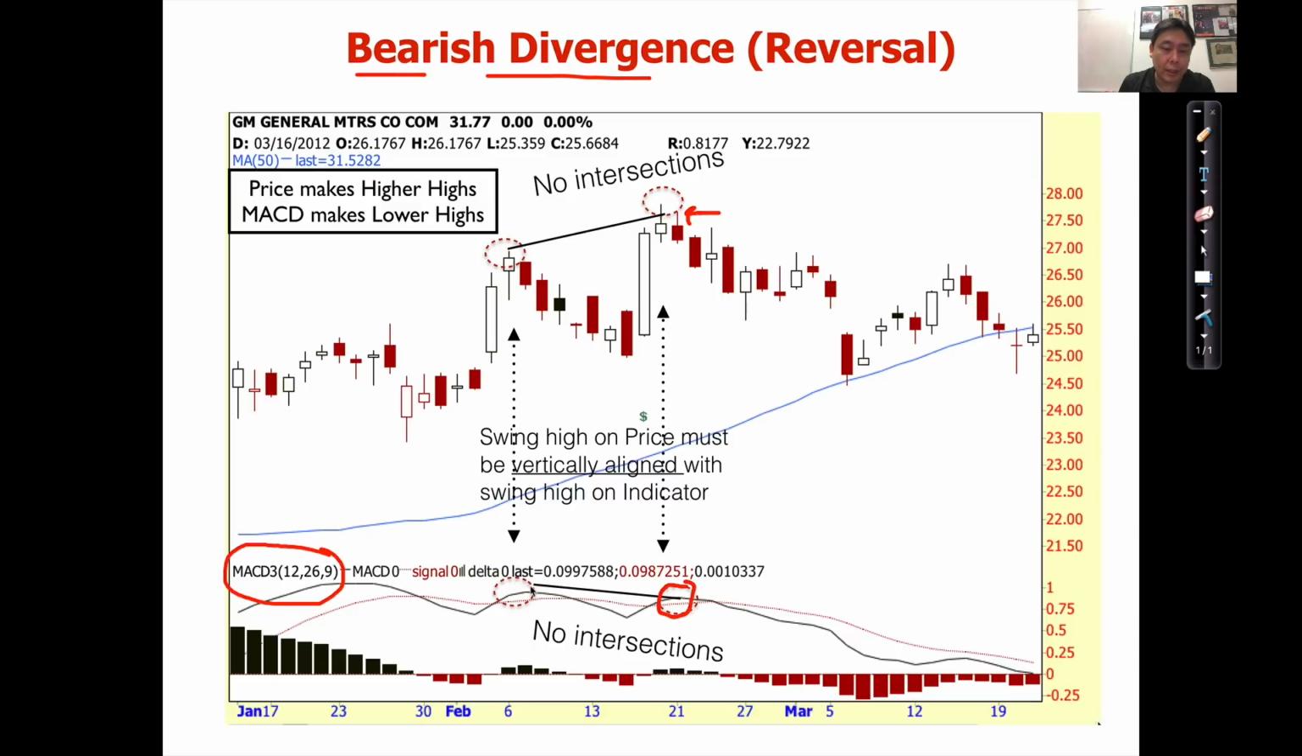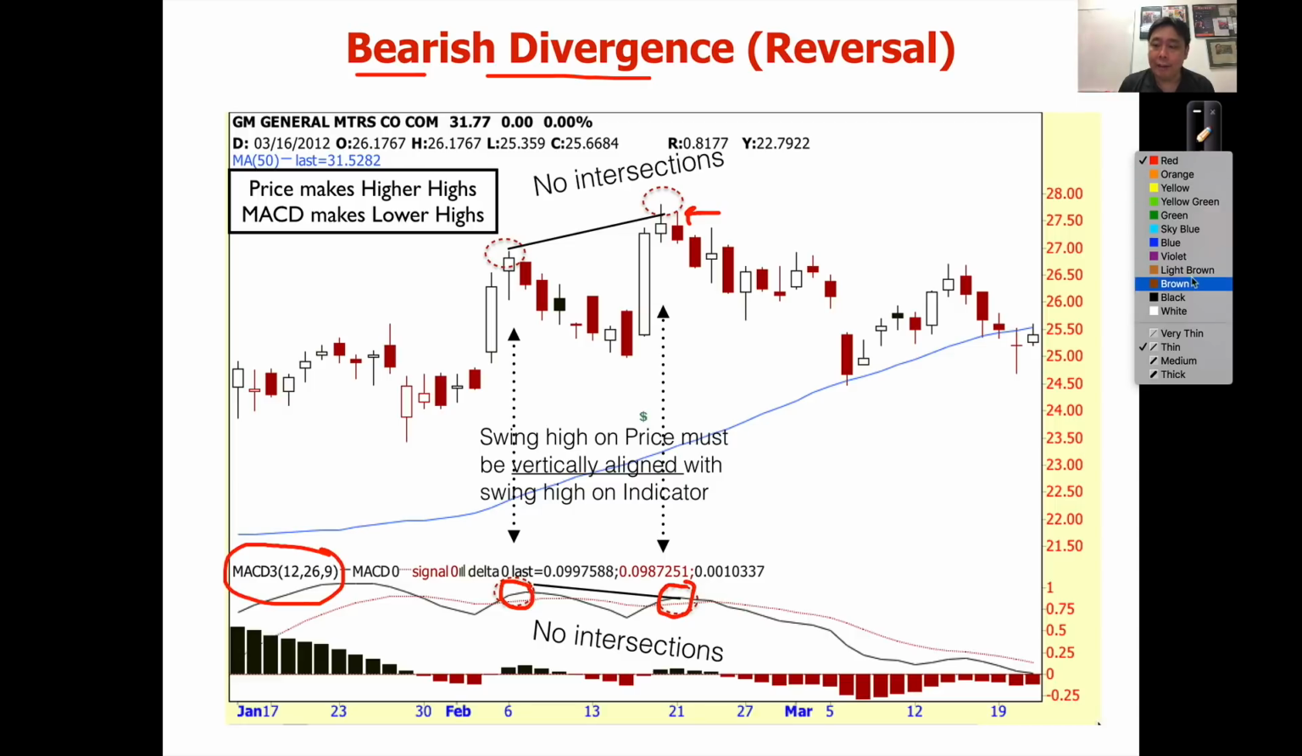And over here, you can see that it made a swing high as well on the black line that vertically aligns to the price swing high. So they're aligned, okay? So the two swing highs, you can draw a straight line. It doesn't intersect any price in between. And these two swing highs, again, you can connect them without intersecting any price in between.